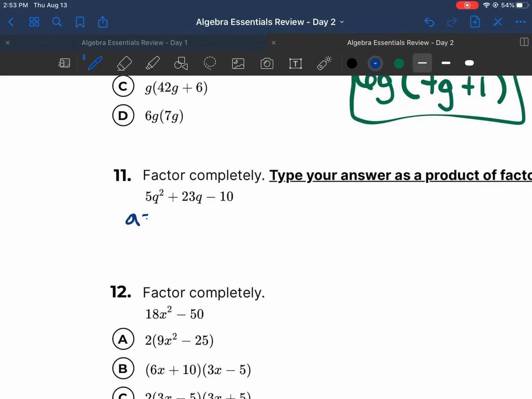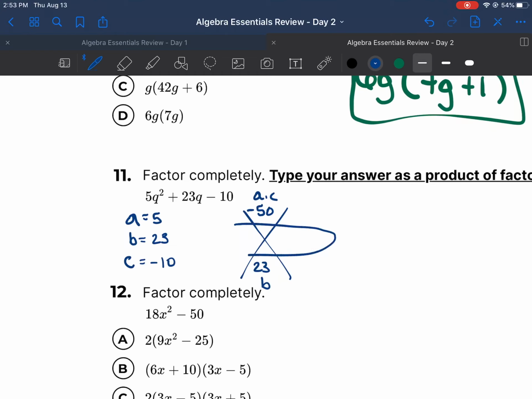So my A term is going to be 5. My B term will be 23. My C term will be negative 10. So what I want to do is for this box, I want to multiply the A and the C terms together. 5 times negative 10 would be negative 50. And I want to put the B term on the bottom. So the B term is 23. So the top term was A times C. The bottom term was B.